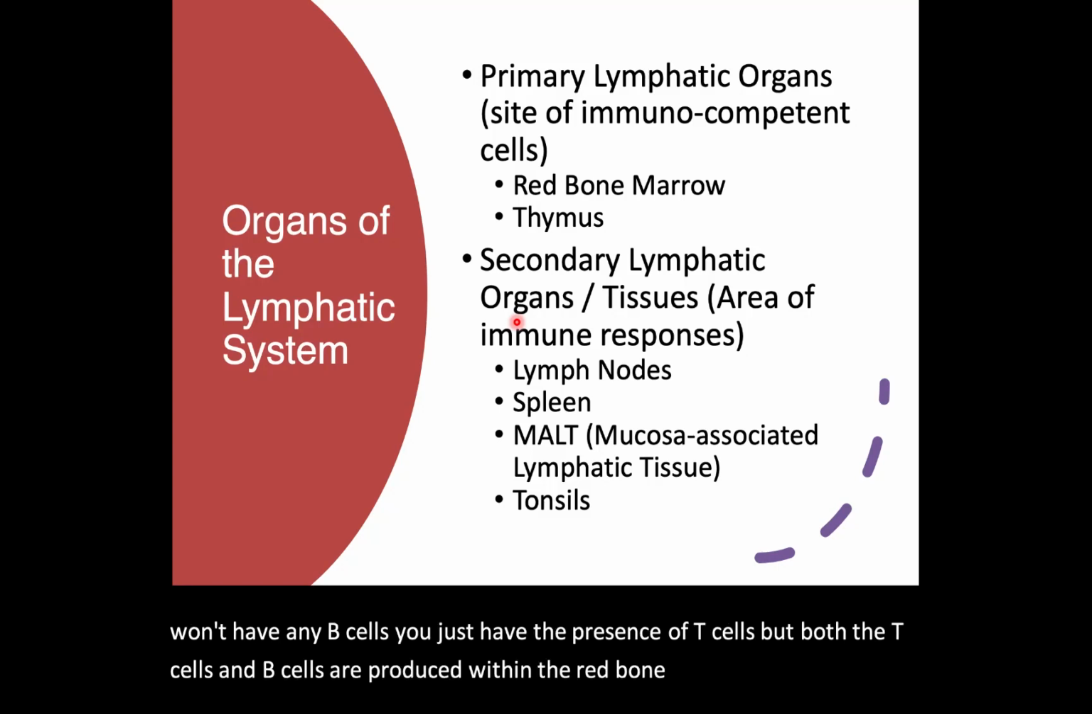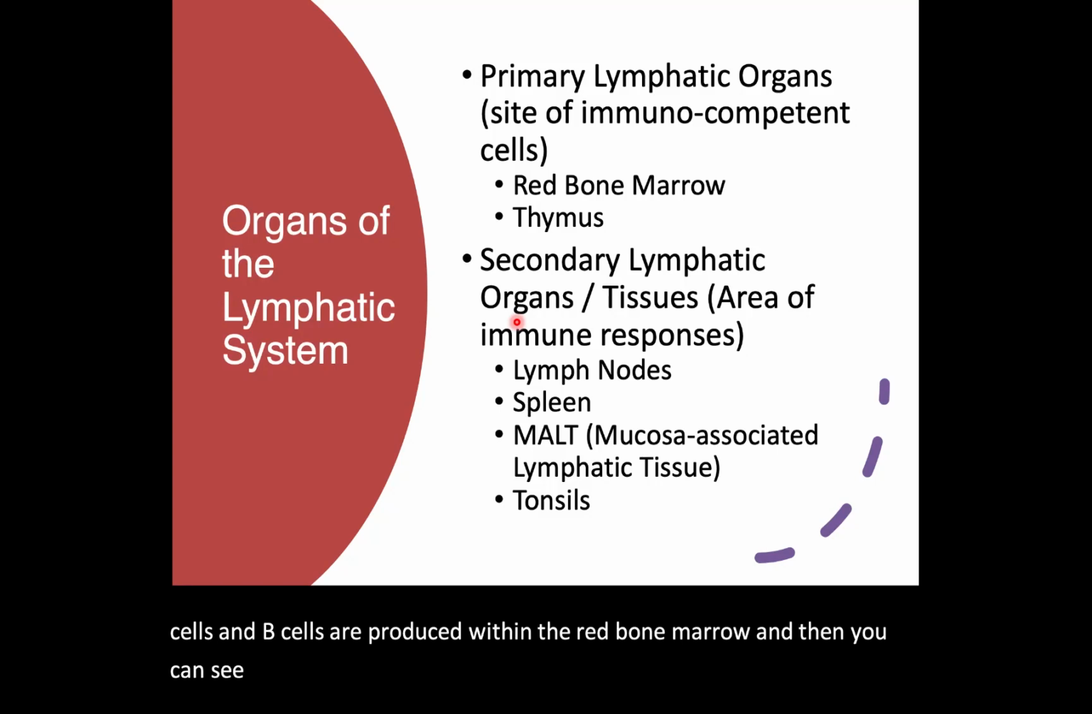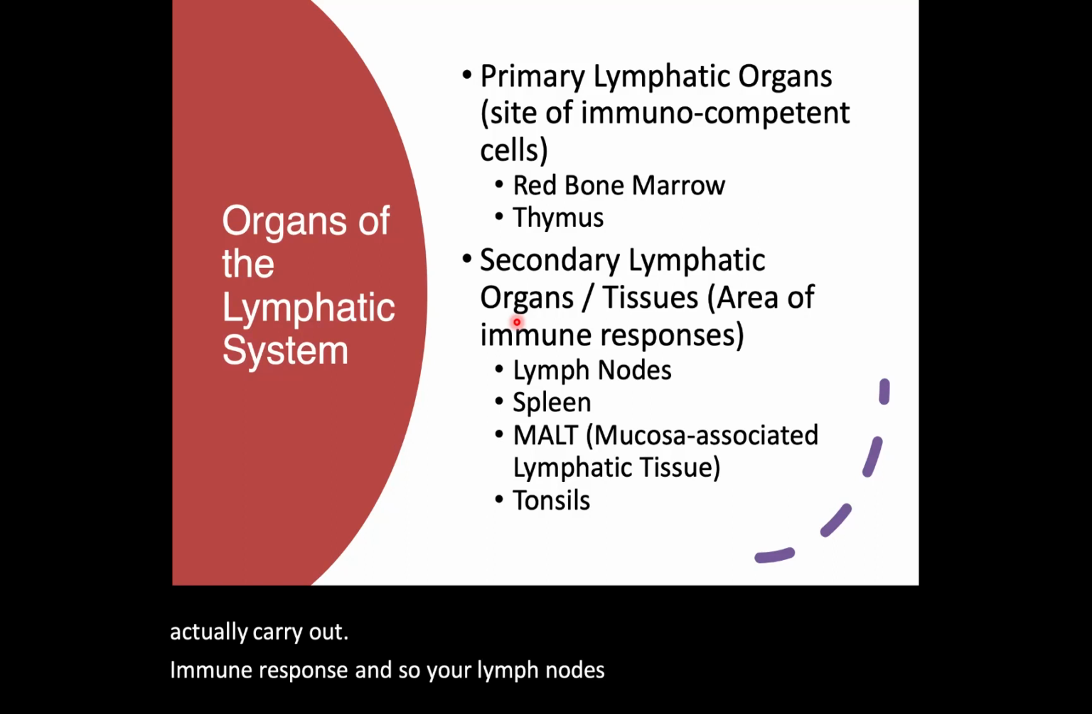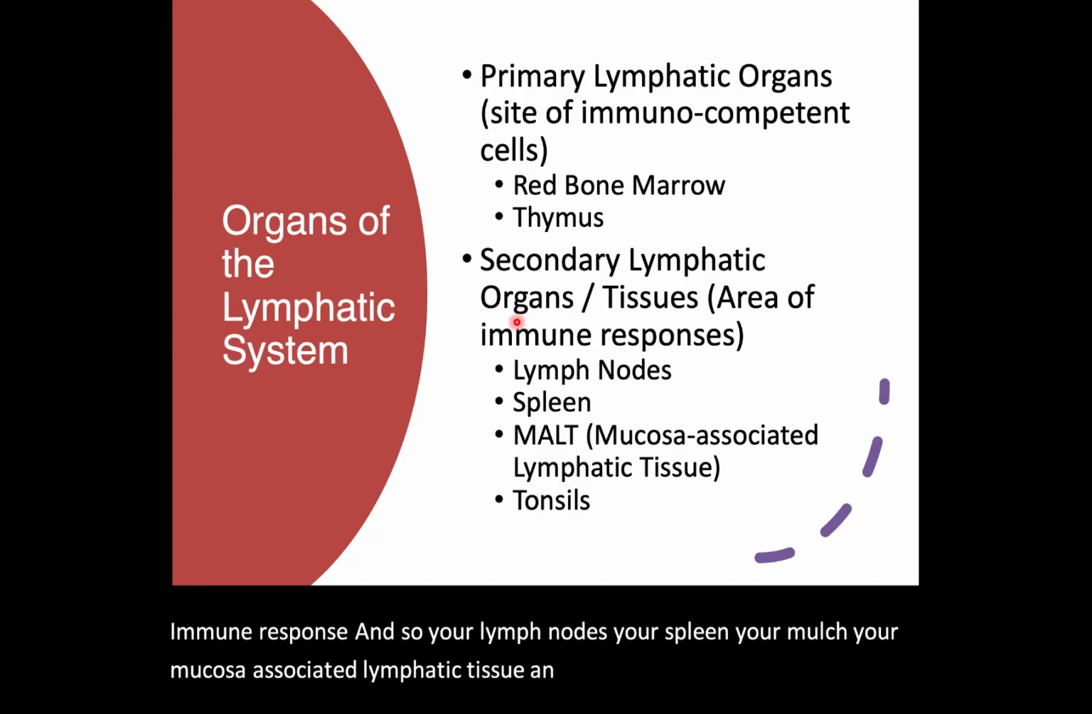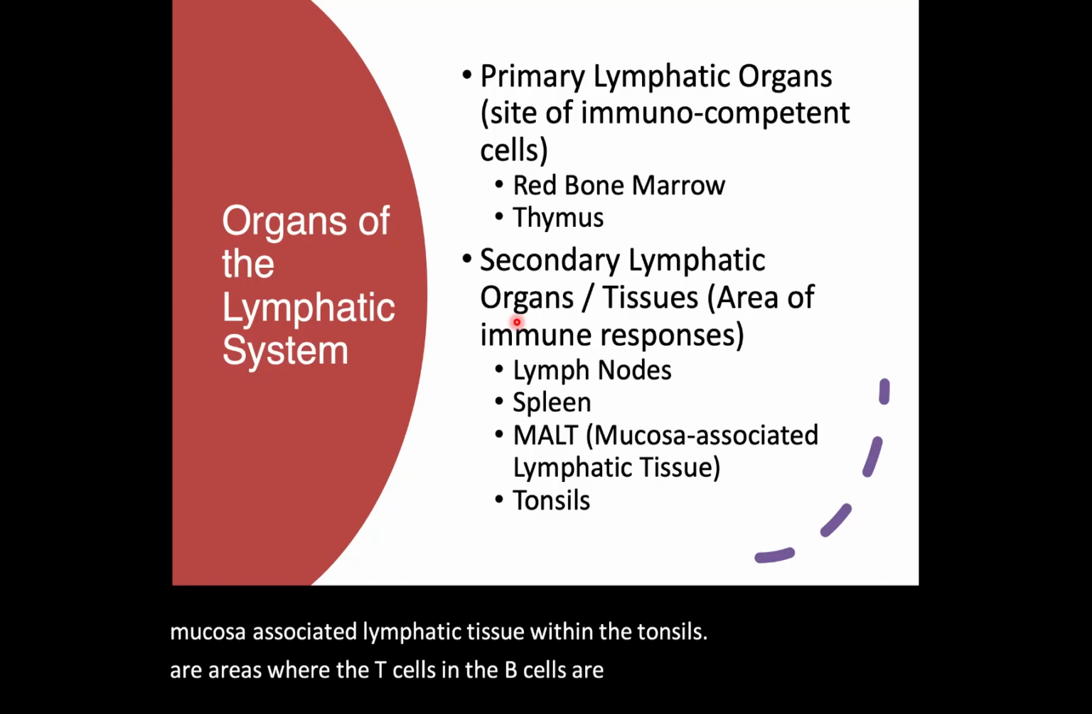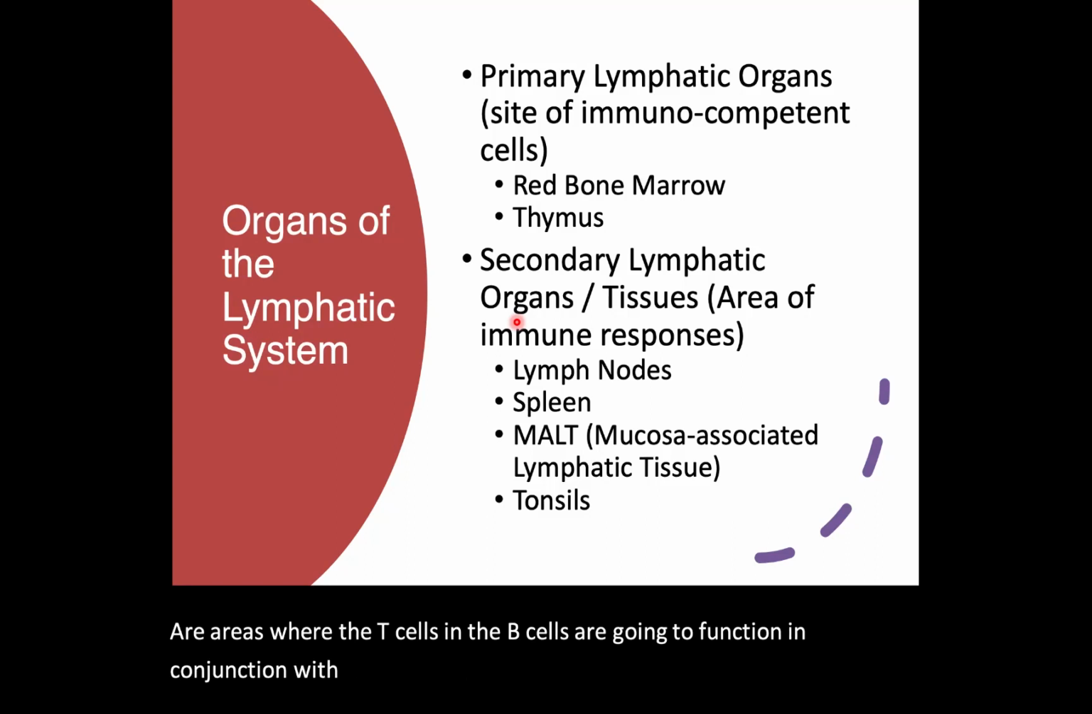And then you can see here the secondary organs of the lymphatic system, where we actually carry out immune response. Your lymph nodes, your spleen, your MALT, your mucosa-associated lymphatic tissue, and the tonsils are areas where the T cells and the B cells are going to function in conjunction with neutrophils and your monocytes as well. I think this is a good place to stop.